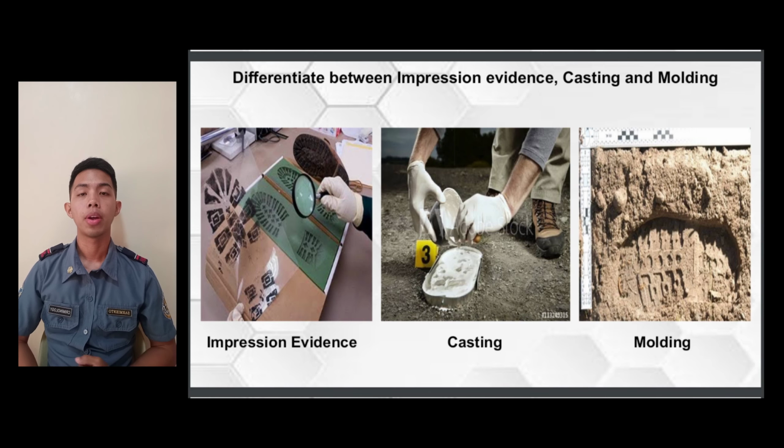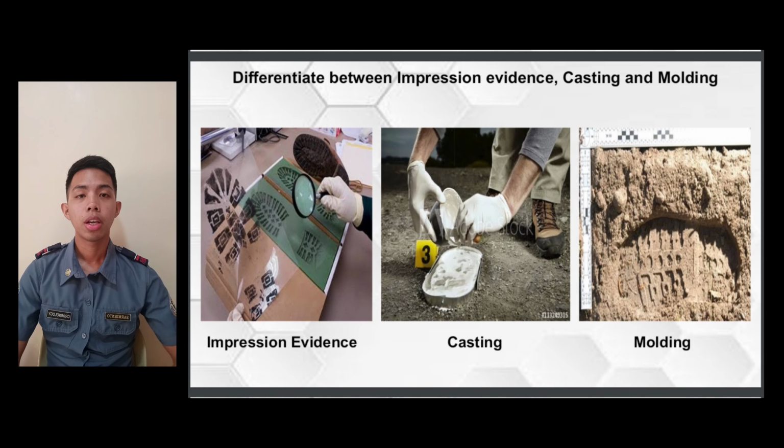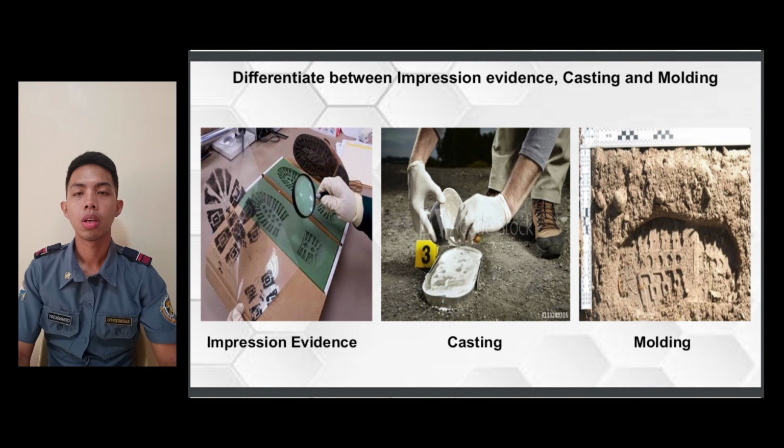First is impression. Evidence includes any markings produced when one object comes into contact with another, leaving behind some kind of indentation or prints. Such evidence encountered includes footwear impressions, tire marks, and markings created by tools and similar instruments.